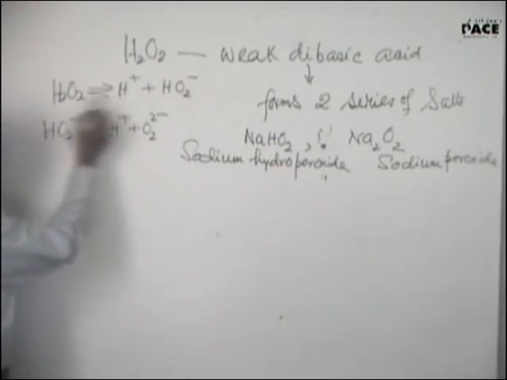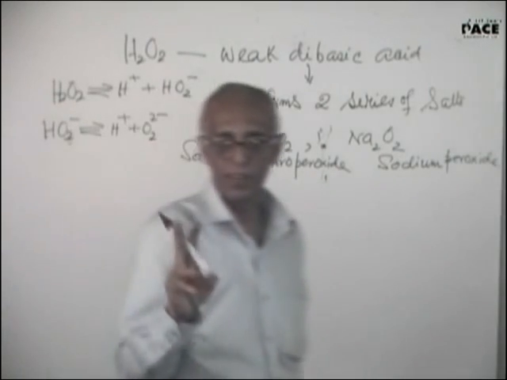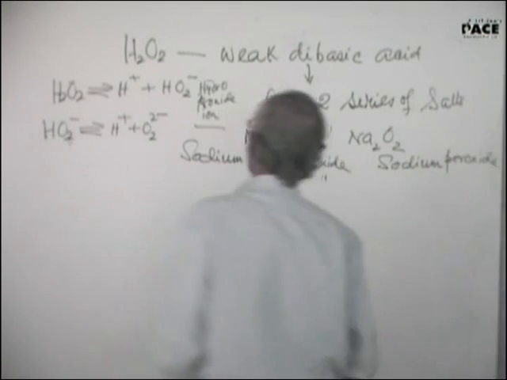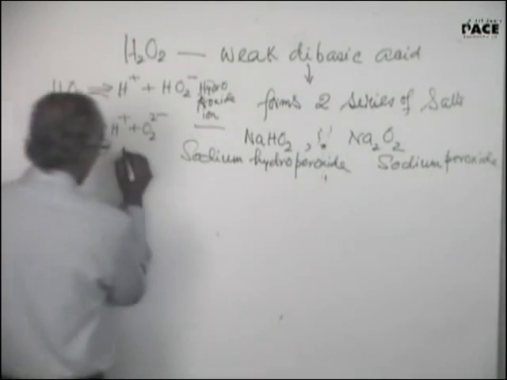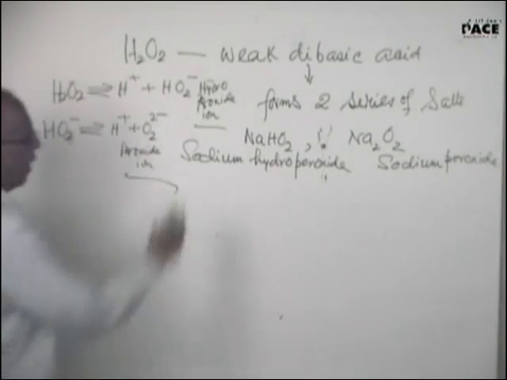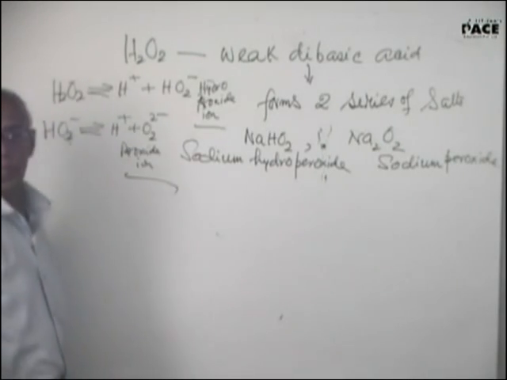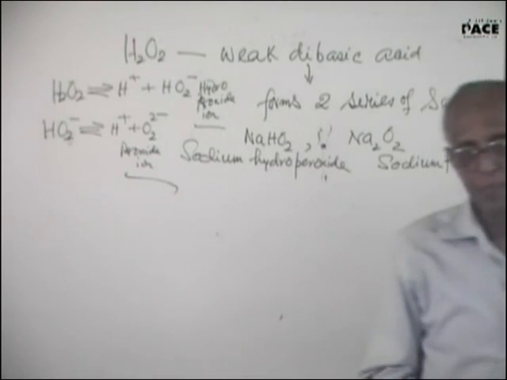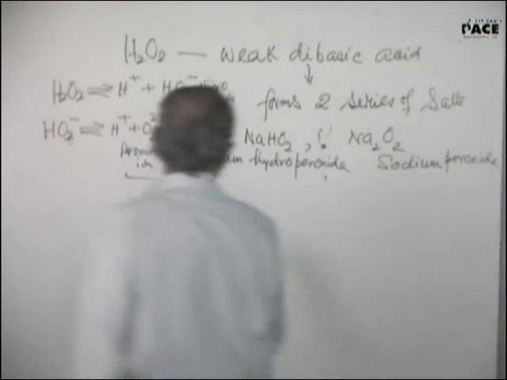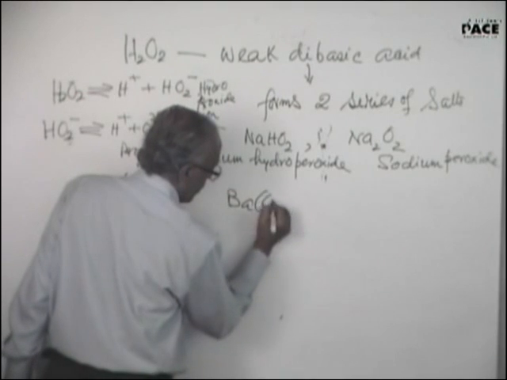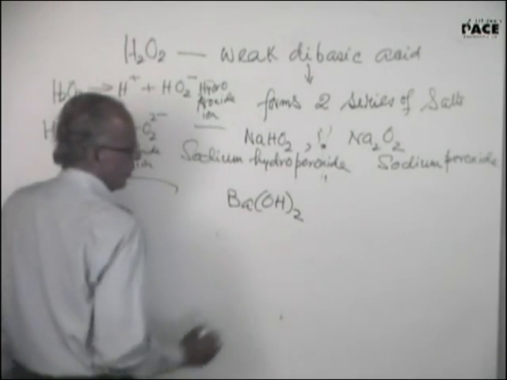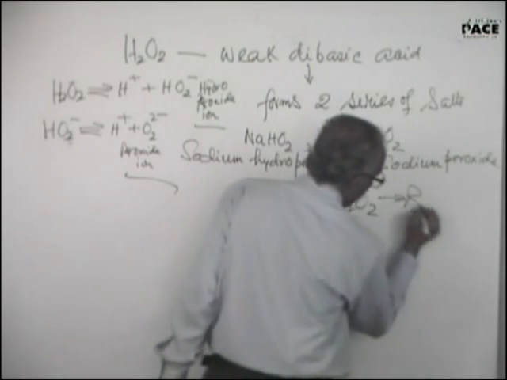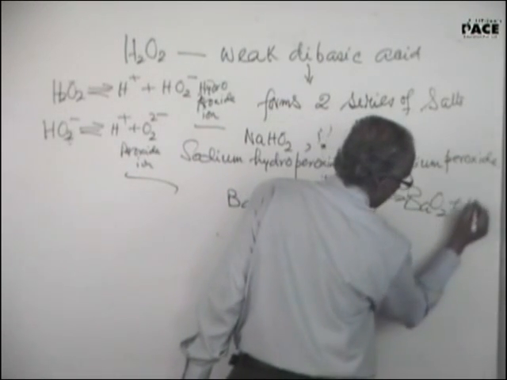So hydrogen peroxide on ionization gives two series of ions. HO2 minus is called hydroperoxide ion, and this is called peroxide ion. So you have two types of salts, sodium hydroperoxide and sodium peroxide. Barium hydroxide plus hydrogen peroxide will give you barium peroxide plus water.